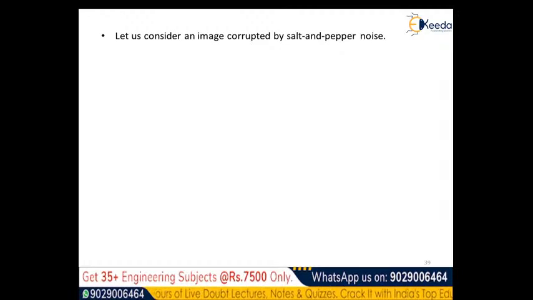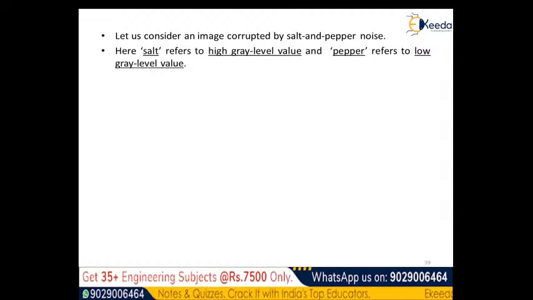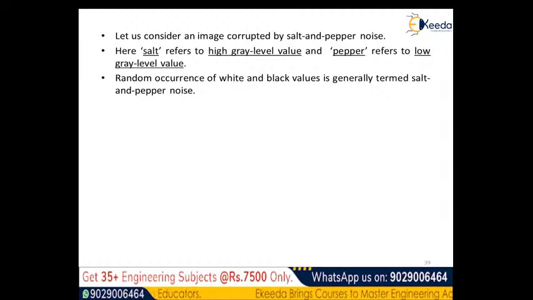So let us start having this particular question solved. We consider the image corrupted by salt and pepper noise. Now what is salt and pepper noise? Salt refers to the high gray level value, whereas pepper refers to the low gray level value. The random occurrence of white and black values is generally termed salt and pepper noise. So the black and white dots you see in a certain image, which are totally unwanted, are nothing but the original image corrupted by, or affected by, salt and pepper noise.